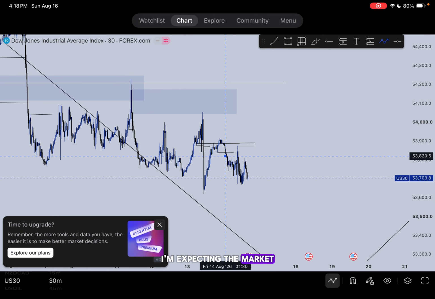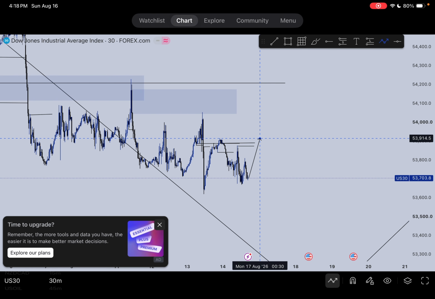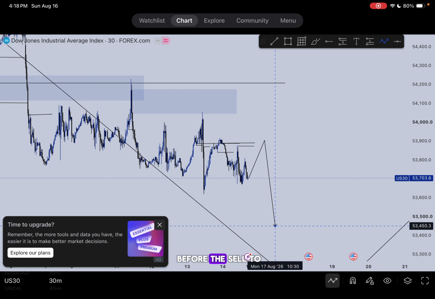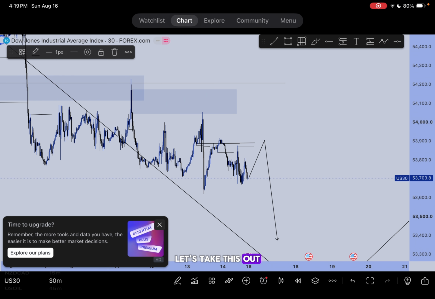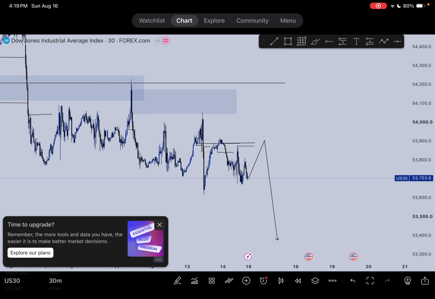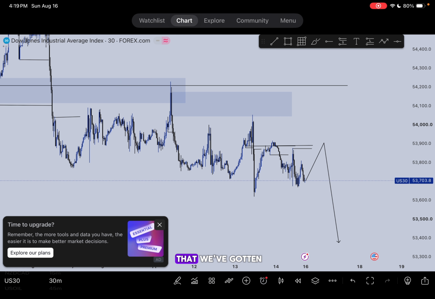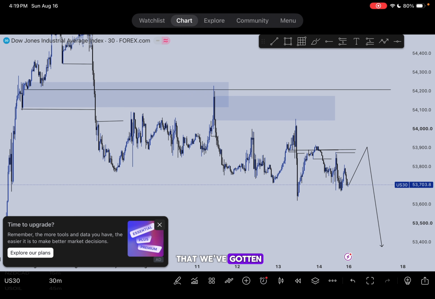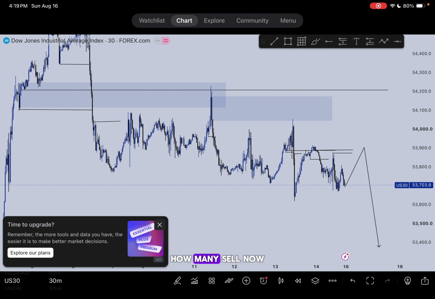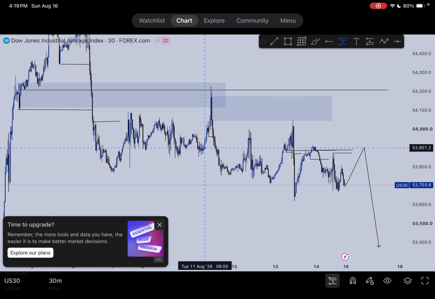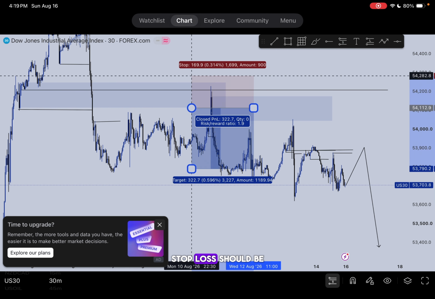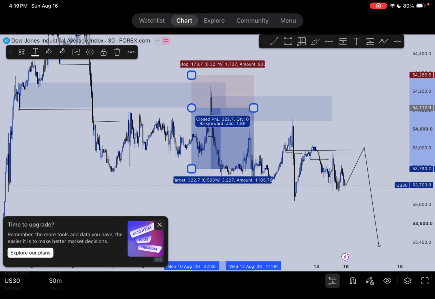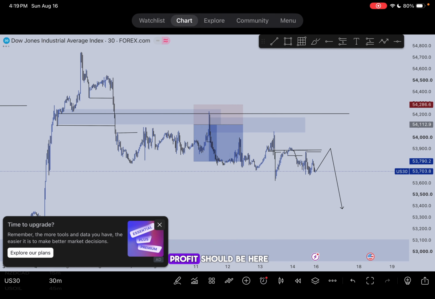I'm expecting the market to still buy up, get to this zone before they sell to the downside. Let's take this out. You can clearly see how many sells we've gotten now. We got this sell from this zone. Stop loss should be above this, and our take profit should be here.